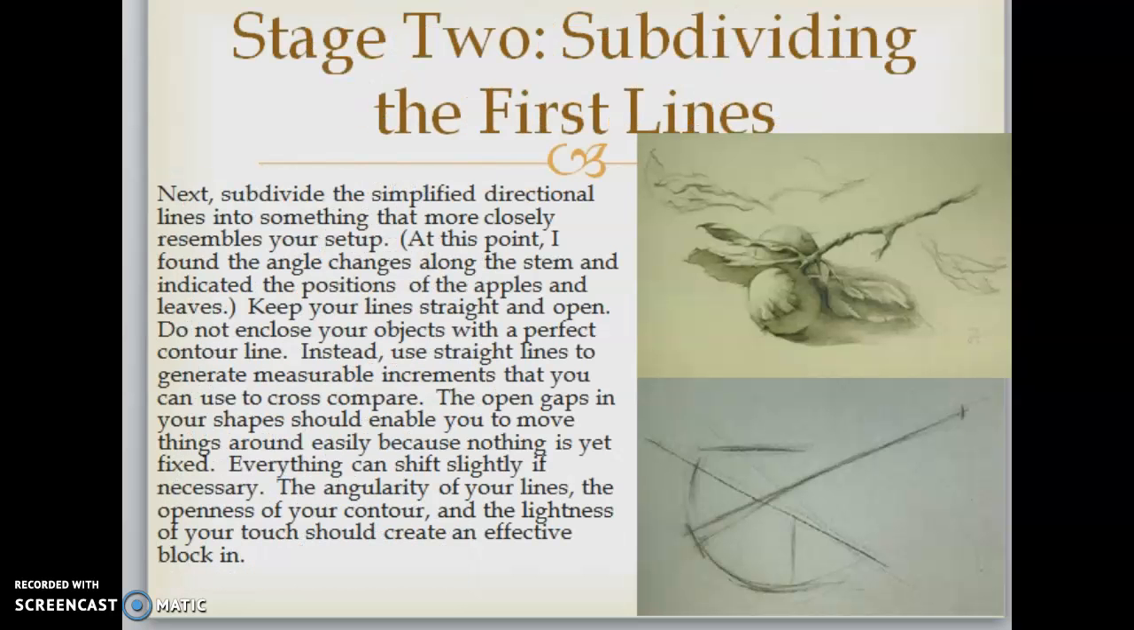For stage 2, subdividing the first lines. Next, subdivide the simplified directional lines into something that more closely resembles your setup. At this point, I found the angle changes along the stem and indicated the position of the apples and leaves. Keep your lines straight and open. Do not enclose your objects with a perfect contour line. Instead, use straight lines to generate measurable increments that you can use to cross-compare. The open gaps in your shape should enable you to move things around easily because nothing is yet fixed. Everything can shift slightly if necessary. The angularity of your lines, the openness of your contour, and the lightness of your touch should create an effective block-in.